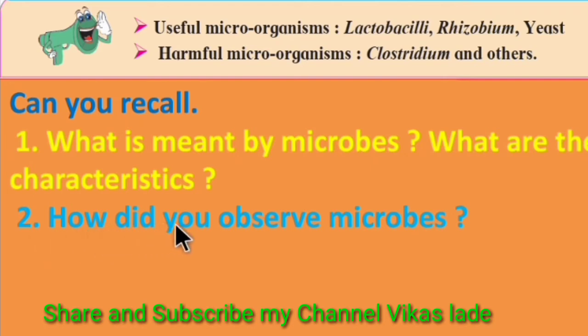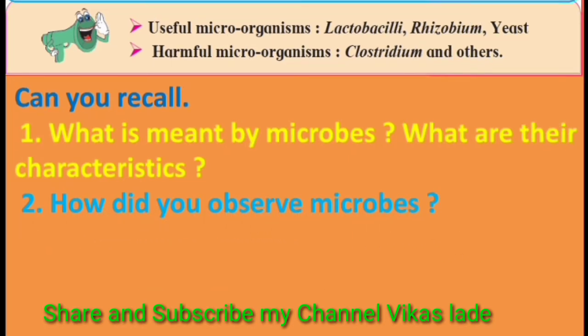Second, how did you observe microbes? Answer of this question: microbes can be seen under a compound microscope. If a drop of fresh buttermilk is added on the slide and stained with an appropriate stain, lactobacilli bacteria can be seen. Fungus growing on stale food can also be observed under the microscope.